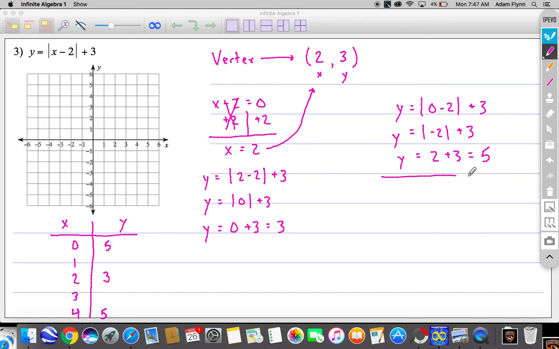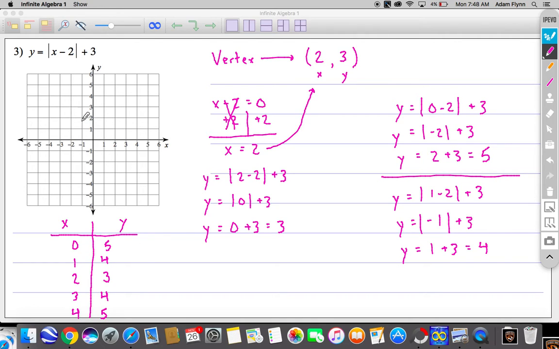Okay? So now I'll plug in 1, and when I plug in 1, I get y equals the absolute value of 1 minus 2 plus 3. 1 minus 2 is going to be negative 1 plus 3. And the absolute value of negative 1 is 1. So we get y equals 1 plus 3, which we know is 4. So when we plug in 1, we get 4, which also means, using the axis of symmetry method, that when we plug in 3, we'll also get 4.